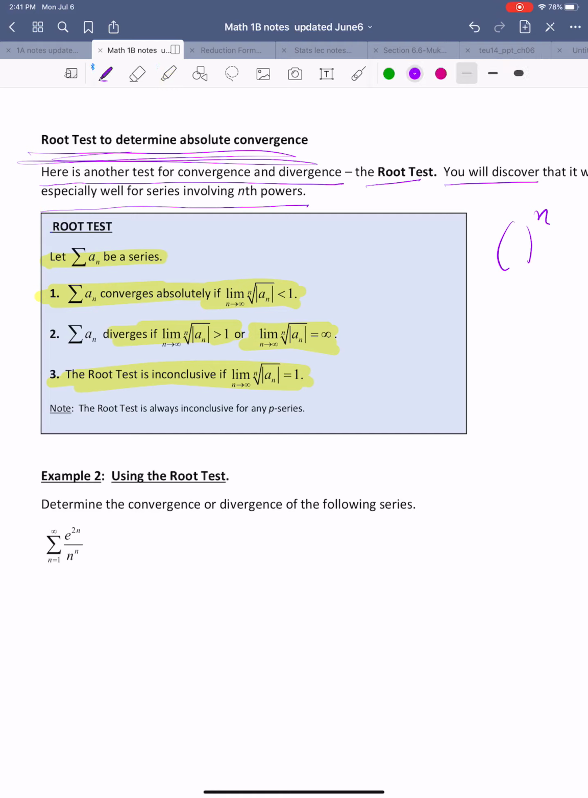For some problems, you can use both the ratio and root test, but one could be easier than the other. Or you could also use some other tests that we've talked about.